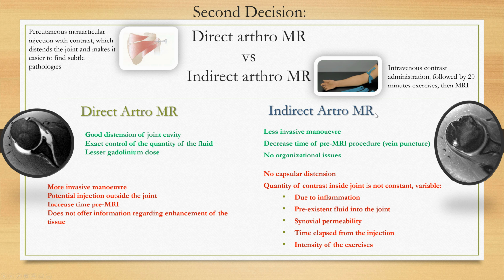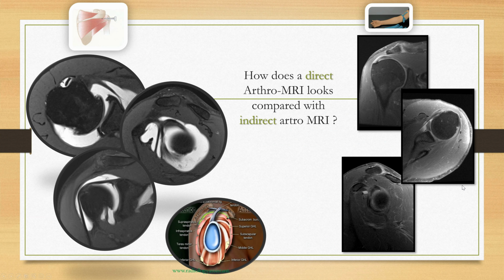With indirect arthro MRI, we give contrast intravenously, then 20 minutes of exercise with that joint, and then MRI. It's less invasive and decreases the time pre-MRI because it's only a vein puncture, no organizational issue, no caps, but the downside is no capsular distension. The quantity of contrast inside the joint is not constant.